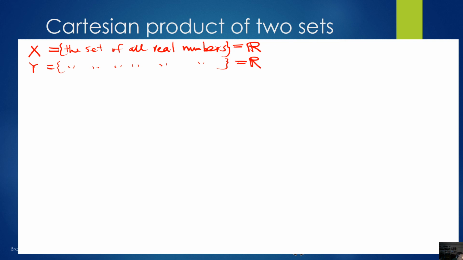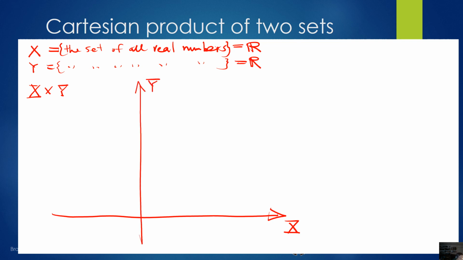Now, the Cartesian product of X and Y can be defined as a two-dimensional space. Suppose X represents the horizontal line, and Y is the vertical one. Every point on the x-axis represents an element in X, because X represents all the real numbers. For example, 1 is an element of X, and this also 1 is an element of Y because it's on the y-axis.